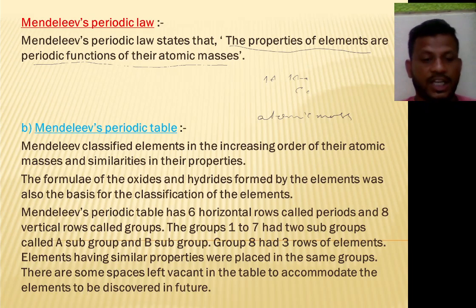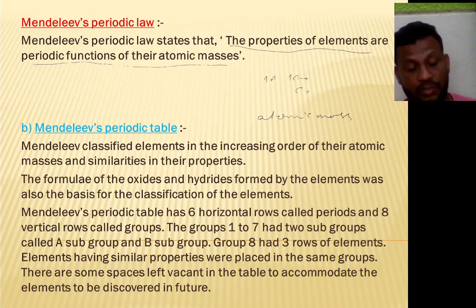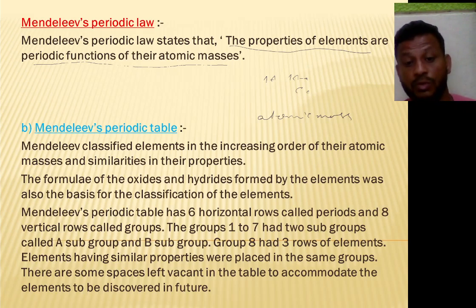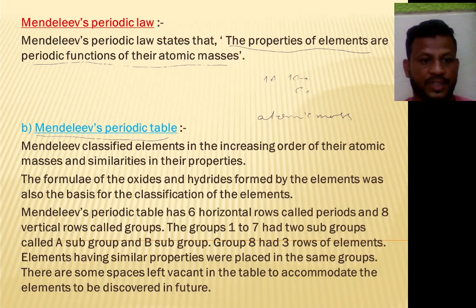After that, when Mendeleev started the classification, he also followed some methods. Let us see how he classified all the elements. Look here, Mendeleev's periodic table, we can say that.